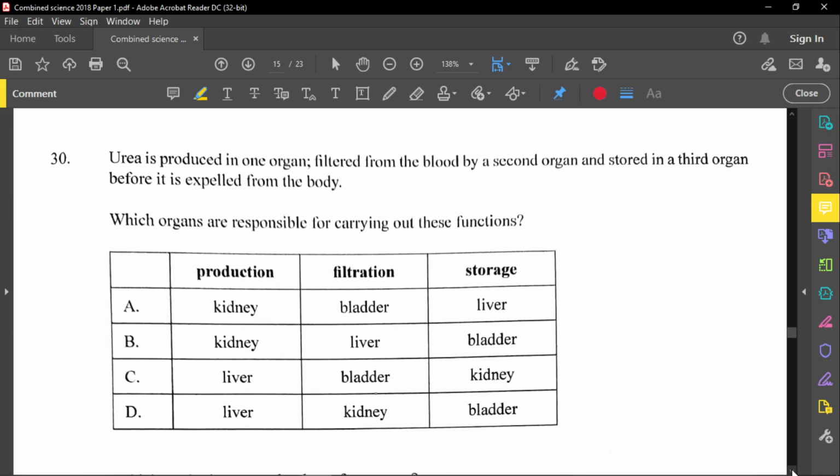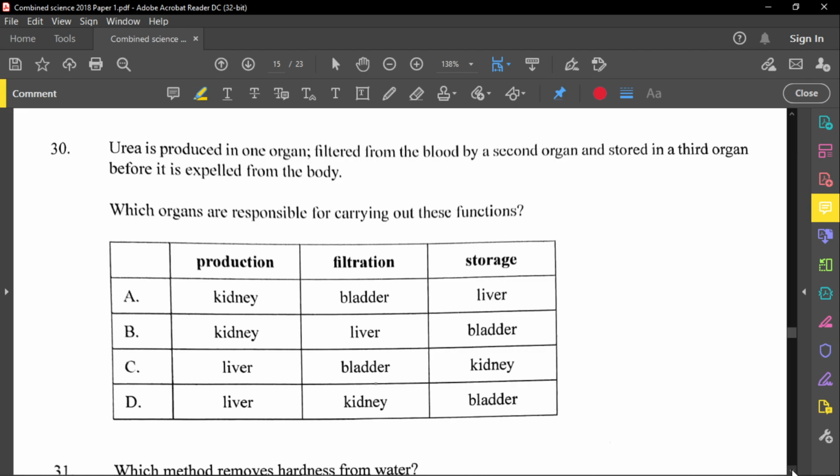Question number 30. It said urea is produced in one organ, filtered from the body by a second organ, and stored in a third organ before it is expelled from the body. Which organs are responsible for carrying out these actions or functions?